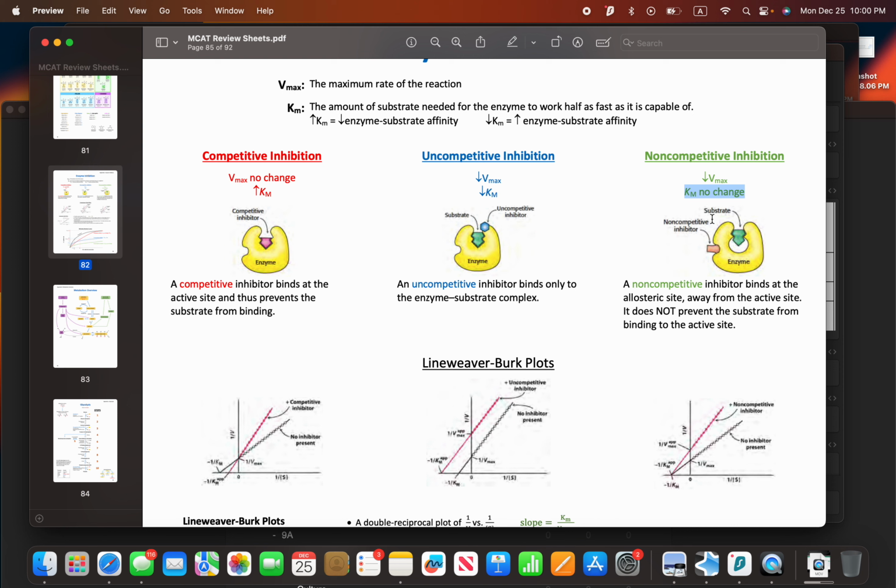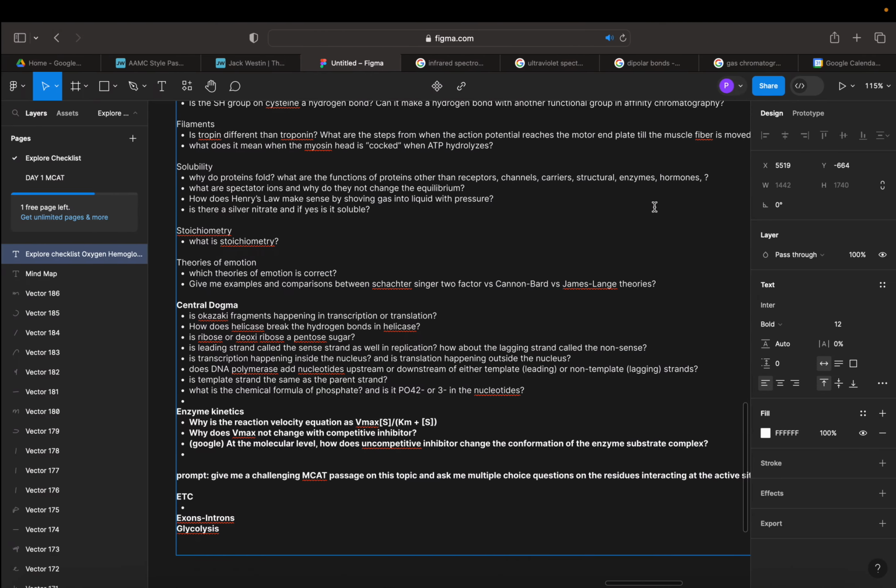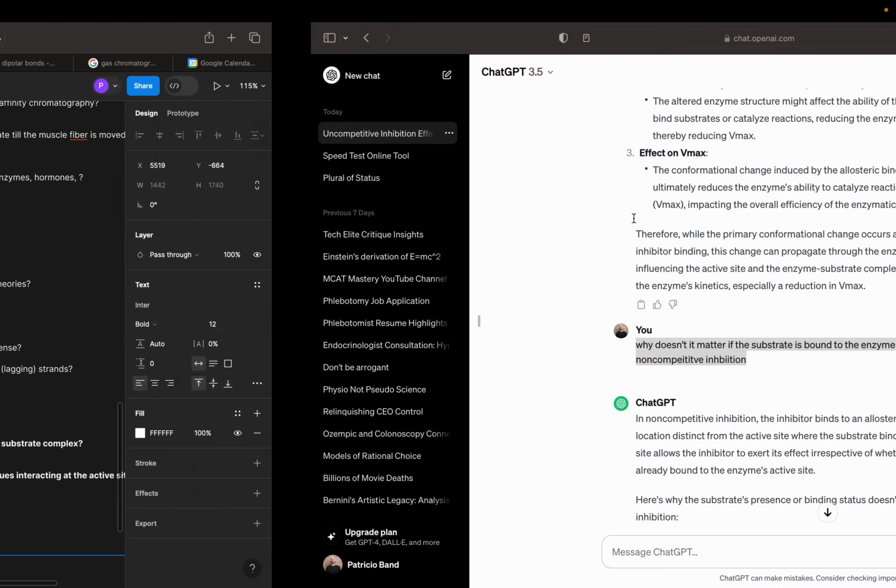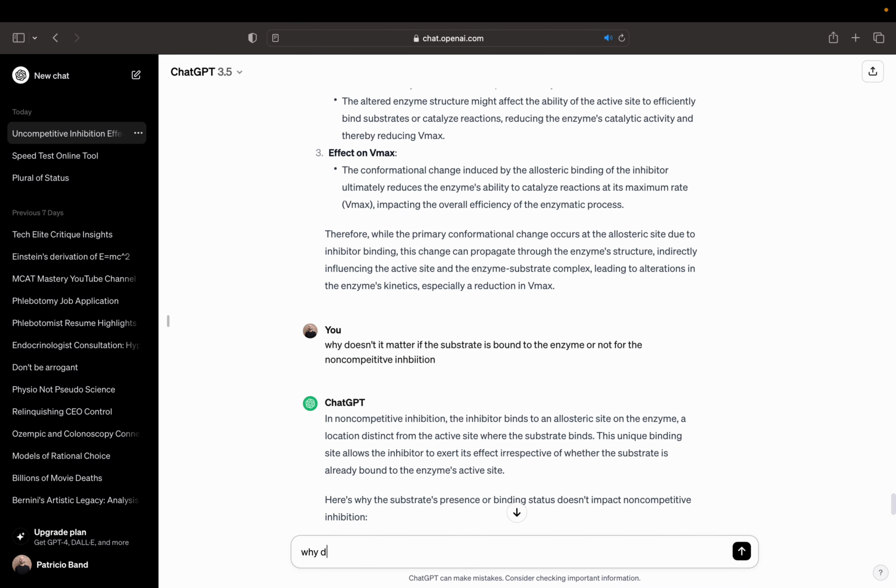So if you add more substrates, does it affect it? Hell no, right? But why it does not change is a different concept. Why does Km not change in non-competitive inhibition?